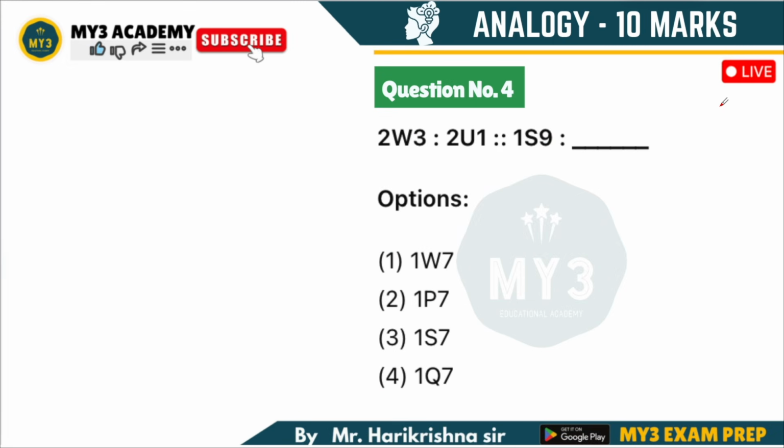This question is the most direct question. W is 23, U is 21, S is 19. From 23 to 21, what is the difference? There is a difference of 2. Then 19 decreased by 2 becomes 17. What is the 17th alphabet? It is Q. So the answer must be option 4 here.